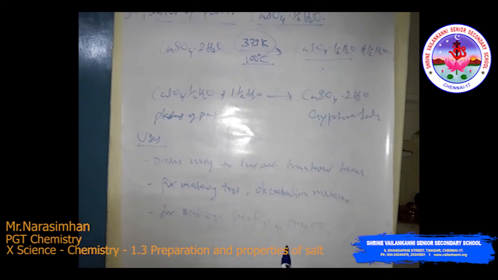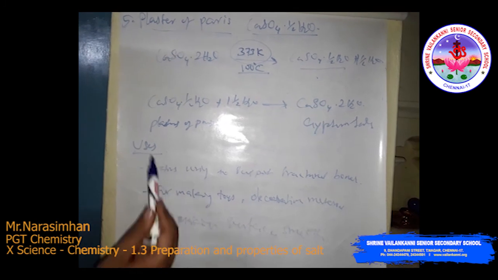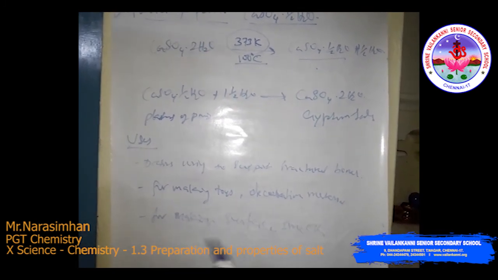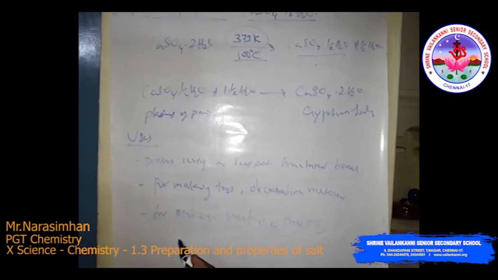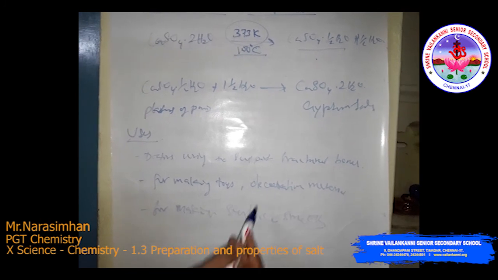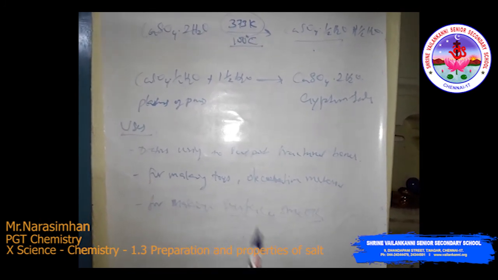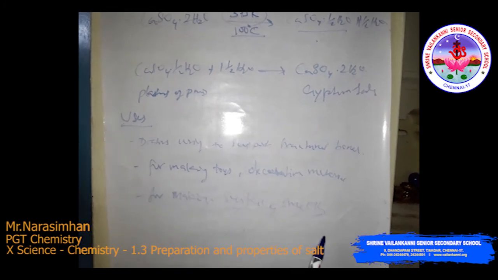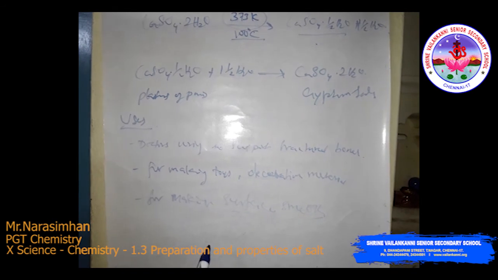Sorry, I said it before, the surface smooth. Plaster of Paris makes surfaces smooth. For painting walls, we need a smooth surface, so we have to use plaster of Paris. Then only the walls and surfaces will be very smooth. These are the simple uses of plaster of Paris.